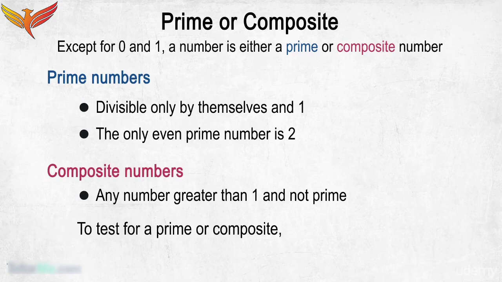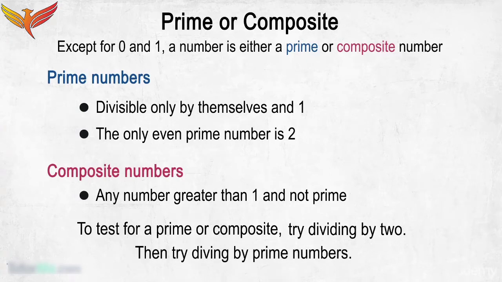To prove whether a number is a prime number, first divide it by 2. If you get a whole number, then the number is not prime. If you don't get a whole number, try dividing the number by prime numbers like 3, 5, 7, 11, and so on to test whether they can be divided.